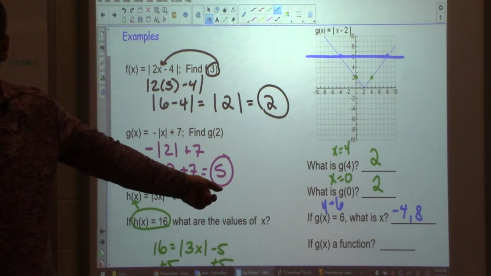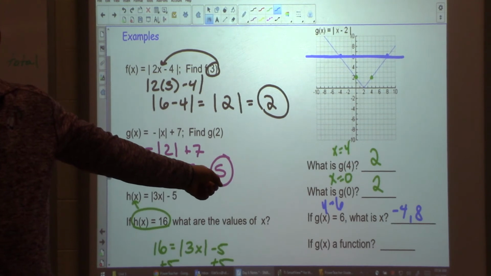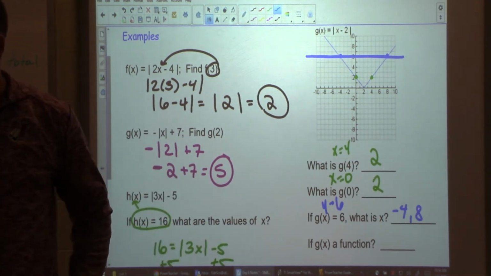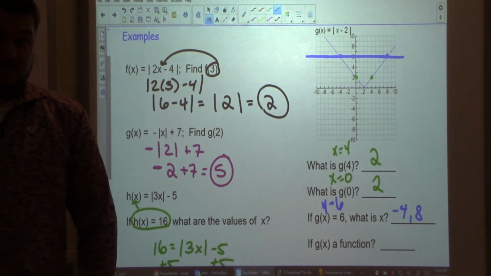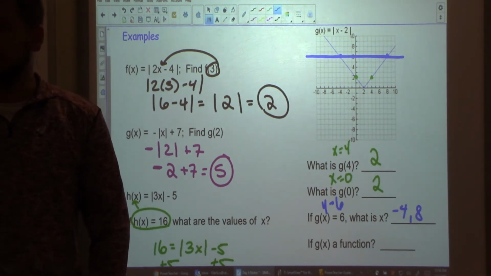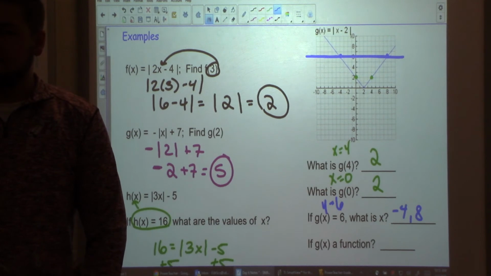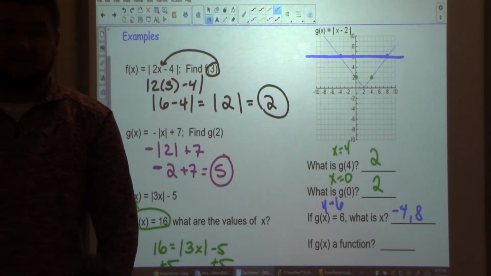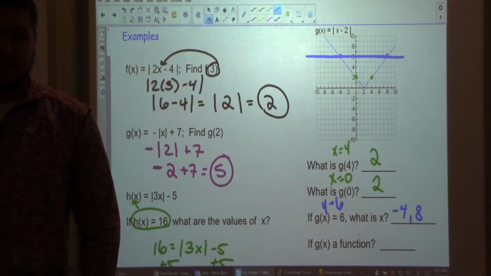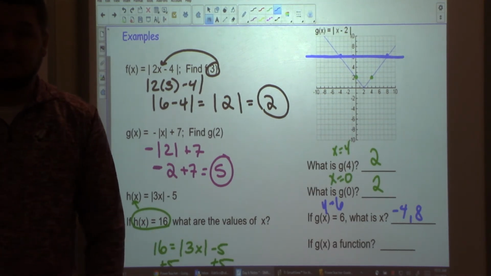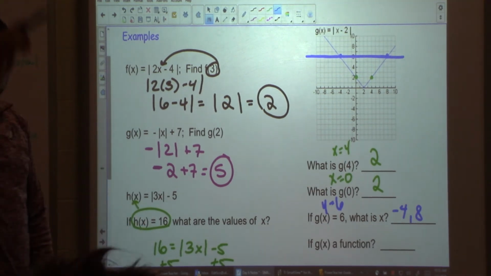Is that a function then? If I have 2 values for x for that y, is that a function? No. Why not? Do you need both negative 4 and 8? Need both of them. Hey, does it pass the vertical line test? Yeah, remember vertical's going up and down.